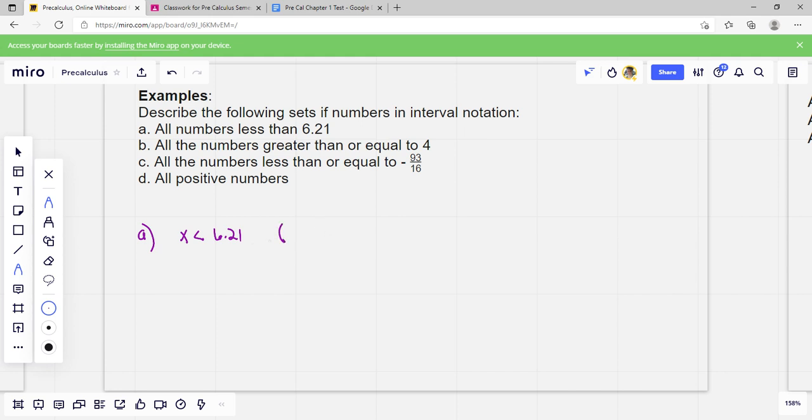But what we need to do for our other interval, on this side, is use an infinity symbol. We're going to use the negative infinity symbol, so that means all the numbers less than. And then on this side, we're going to write 6.21. So that's how you do A.